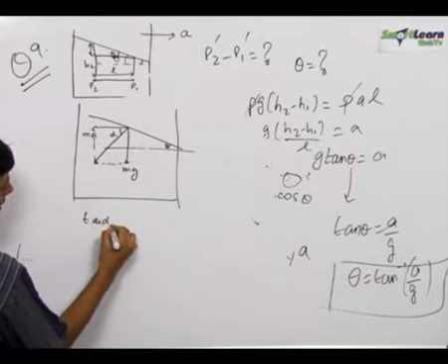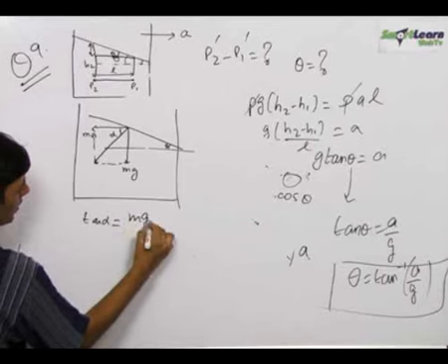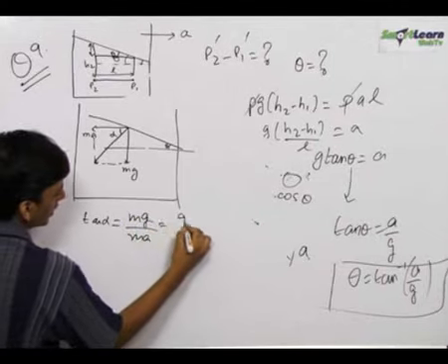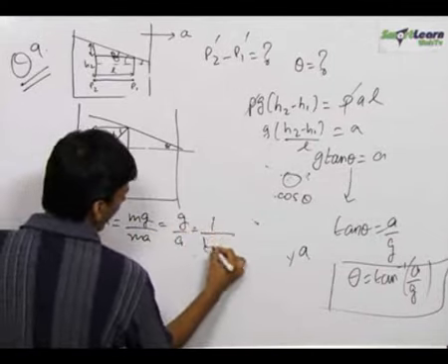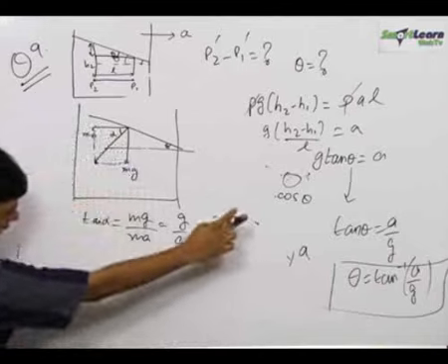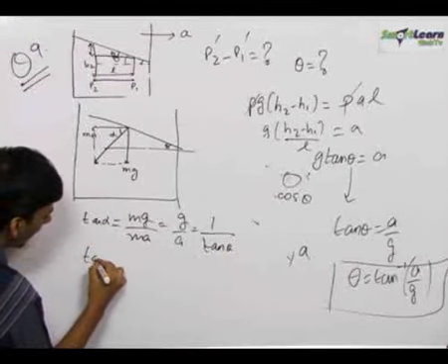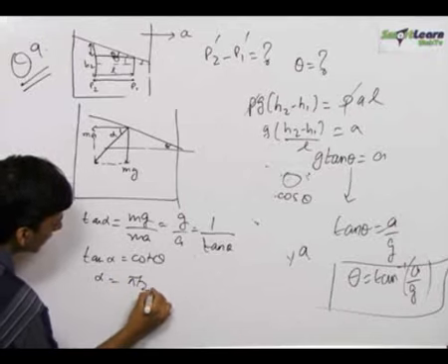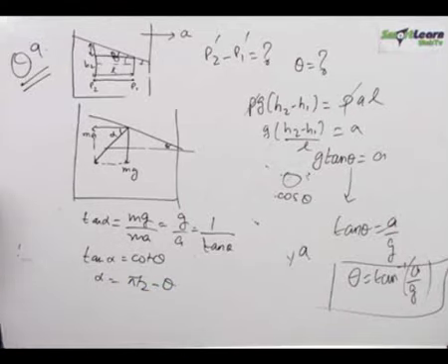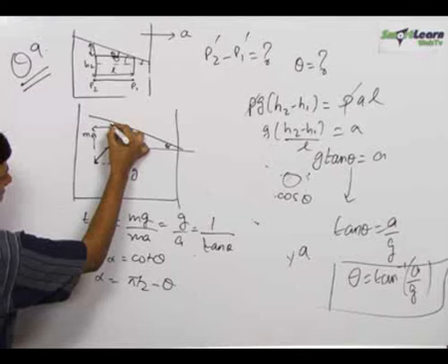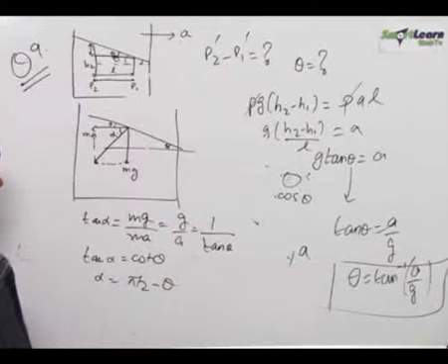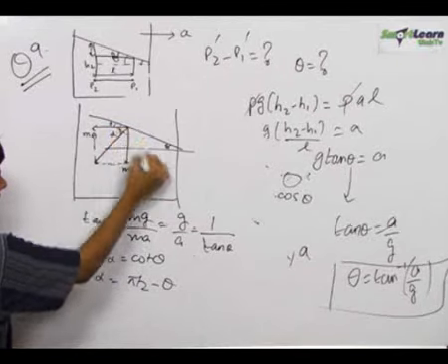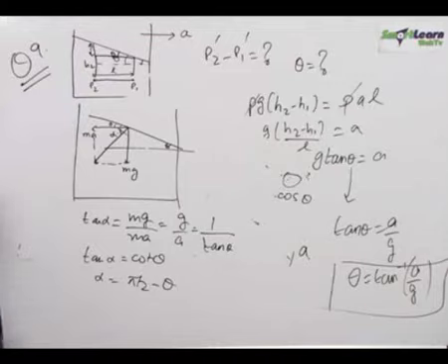Therefore, tan alpha can be written as mg upon ma, that is g upon a, that is equal to 1 upon tan theta, as we had already found the value of tan theta to be a by g. Therefore, tan alpha is equal to cot theta. Therefore, alpha is equal to pi by 2 minus theta. Now, this angle was theta, and this is pi by 2 minus theta. Therefore, this angle is pi by 2.